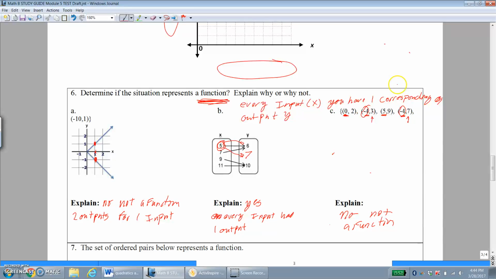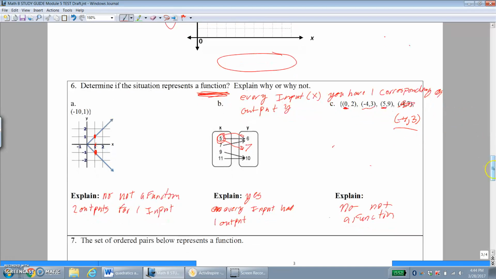Now, guys, it's really important. I think your test is going to try to trick you here. If this point was -4, 3, this would be a function. Even though the points repeat, it's the same exact point, so that's a function.